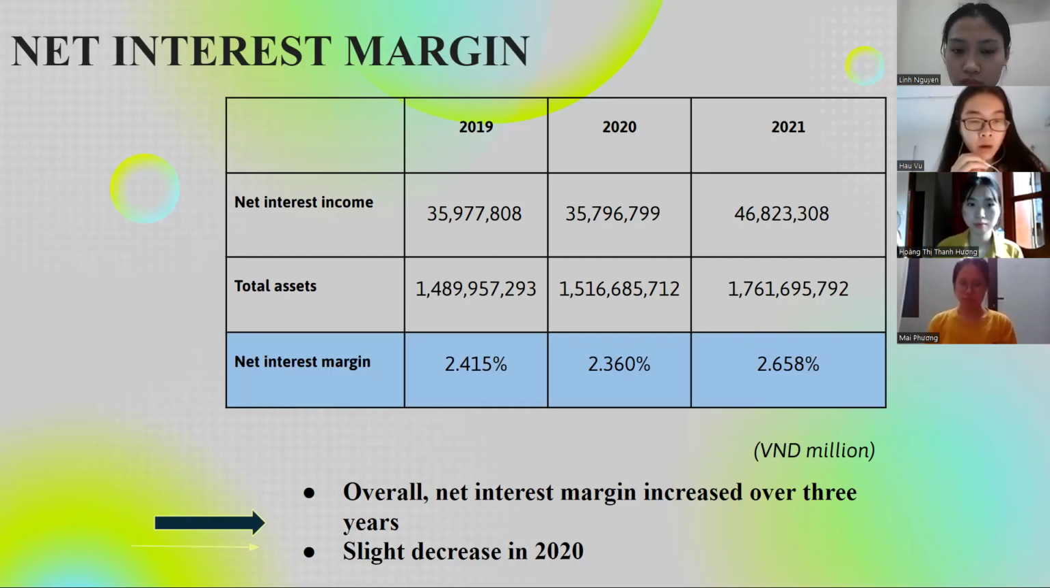The bank overall had generated more revenue, with an outstanding net interest income of 46,823 billion VND in 2021, which yielded a positive result in net interest margin. So it's a good net interest margin. The next part is about the net operating income.